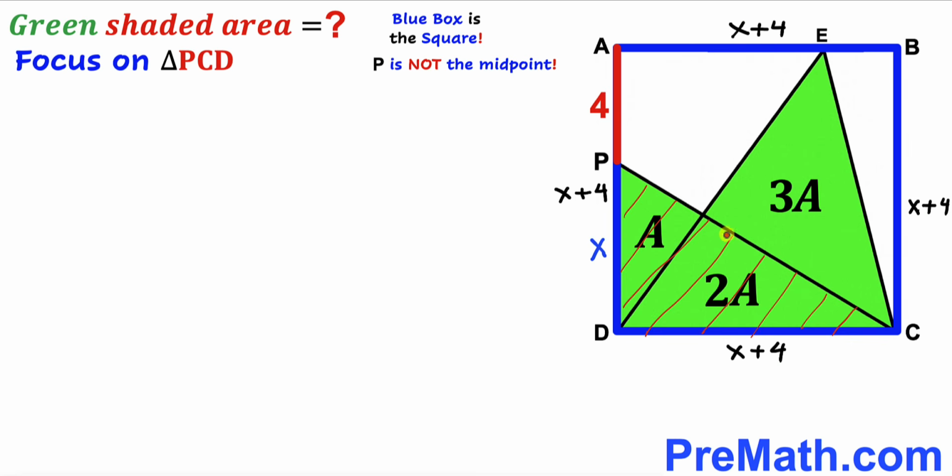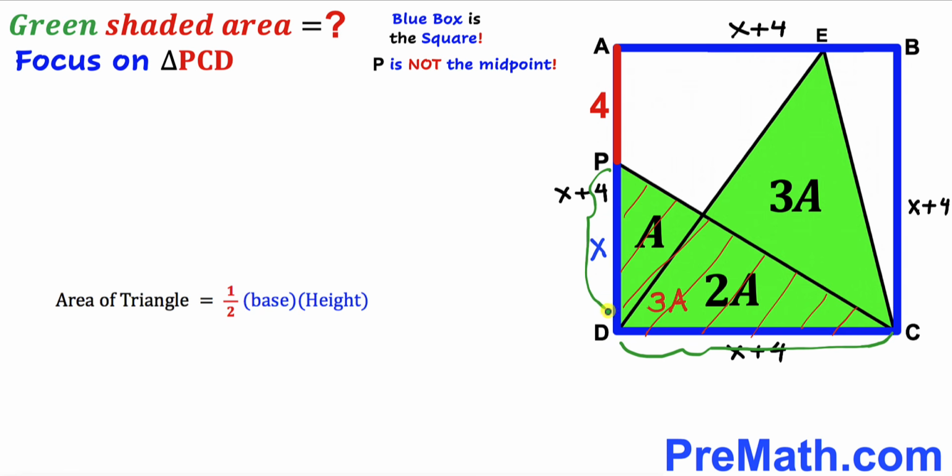Here's our next step. Let's focus on this right triangle PCD. We know the combined area of both of these triangles is A plus 2A, which makes 3 times A. So the area of triangle PCD is 3 times A. Now let's recall the area of a triangle formula. Area is always equal to a half times base times the height of the triangle. In our case, the base of triangle PCD is X plus 4, the height is X, and the area is 3 times A.